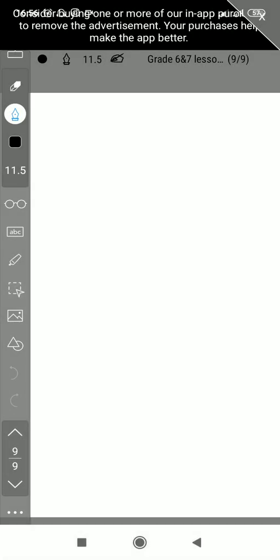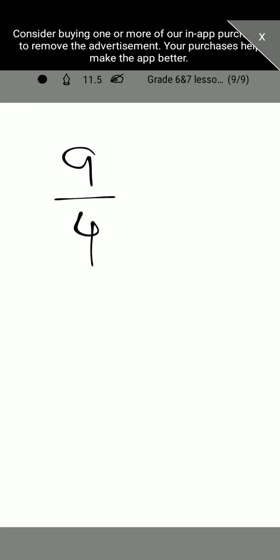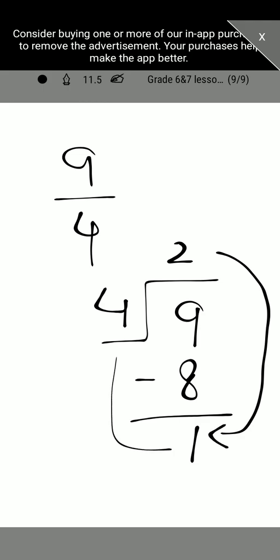Okay, now I'm going to give you another example. Let's suppose you have 9 upon 4. Now we see that these two numbers do not have any common factor, so we will divide 9 by 4. In the table of 4 we don't have a 9, we get 8, so 4 times 2 is 8. 9 minus 8 is 1, and your answer, starting from the top, is 2 whole 1/4. This is how you convert from an improper fraction to a mixed number.